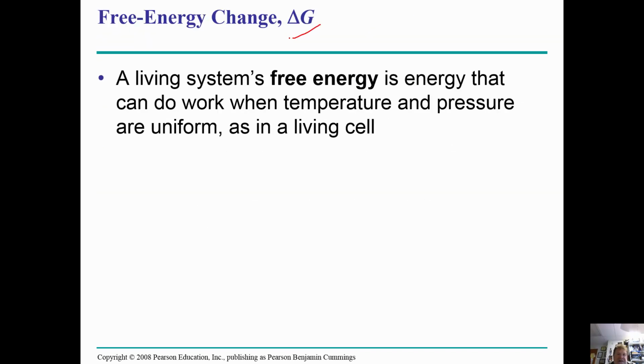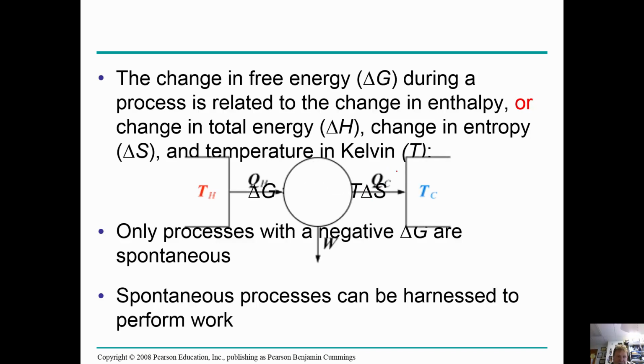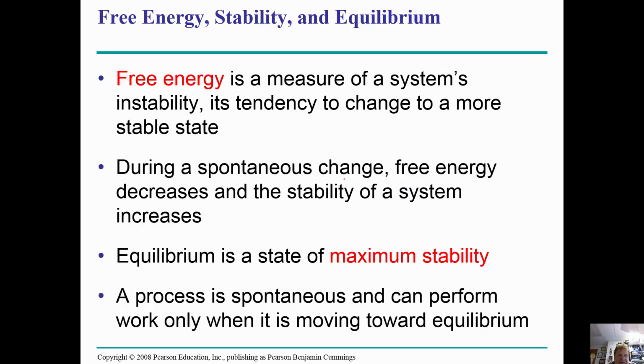Free energy is the energy that can do work when temperature and pressure are uniform, as in a living cell. And so free energy equals the total energy, delta H, minus the change in entropy, delta S, times the temperature in Kelvin. And so we're going to need to know a little bit about this energy.